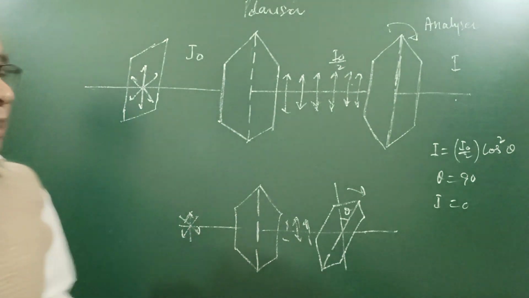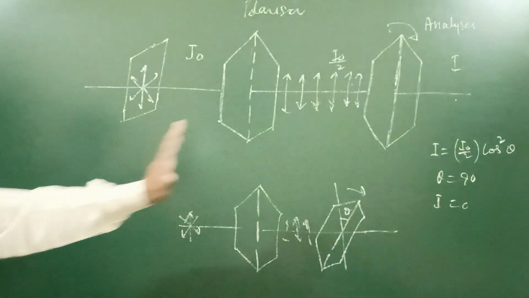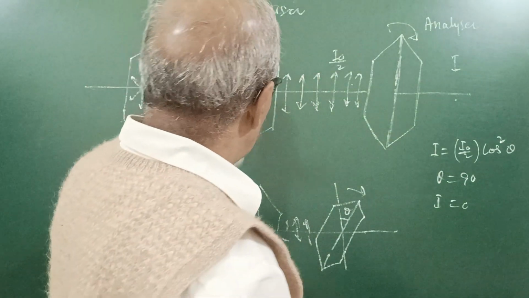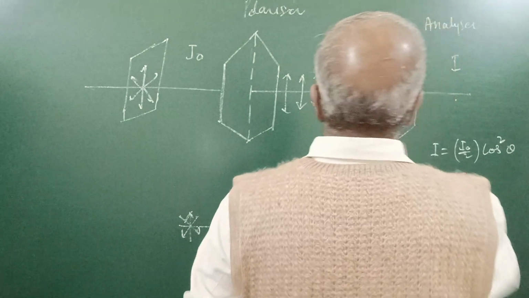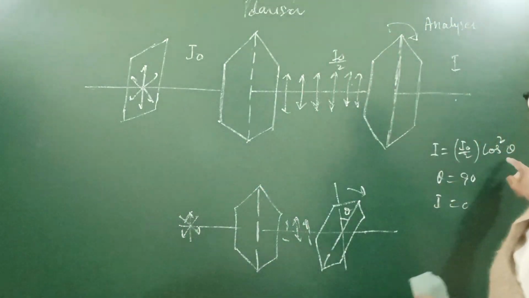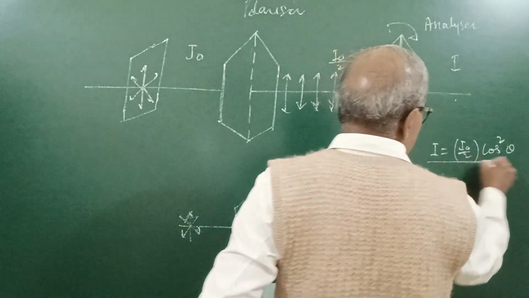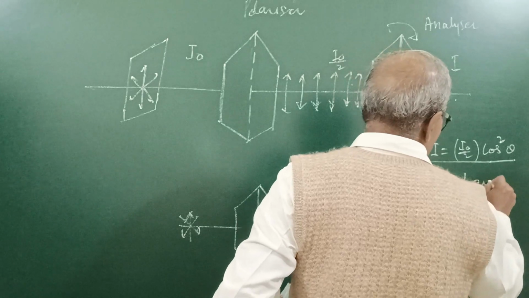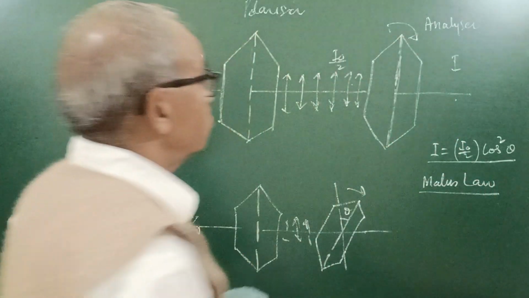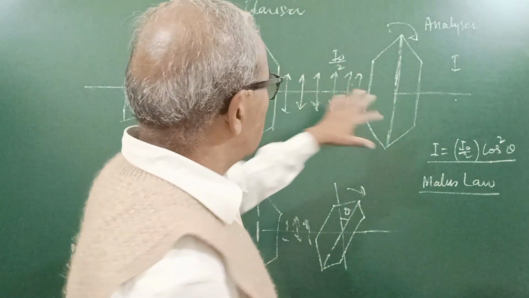So from this observation, people explain that the vibrations parallel to this axis are coming out. And here, if they are parallel, the intensity here is I0, because theta is 0. This equation is called Malus law. You can rotate any of the two.